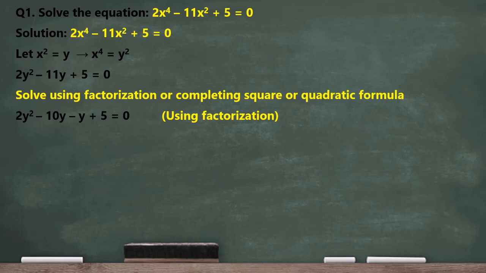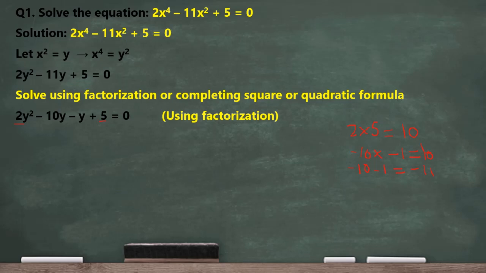So for middle term breakup, our first term is 2y square and constant term is 5. So if we multiply these terms, that is 10, 2 5 are 10, and minus 10 multiplied by minus 1, that is equal to 10. And if we add minus 10 minus 1, that is minus 11, this is our middle term.